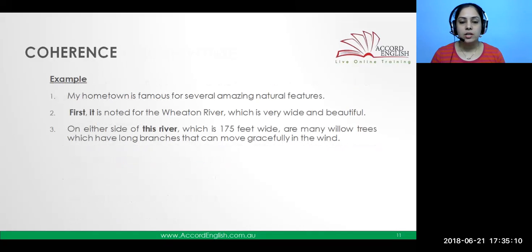By coherence, it means whether there is a logical flow of sentences between the first independent opening sentence towards the dependent sentences that follow it. For example, if the first sentence is something like, "My hometown is famous for several amazing natural features," and the second sentence is, "First, it is noted for the Wheaton River." Let us see what is coherence. My hometown in the first sentence is clearly related to "first, it is" in the second sentence. So this is what is meant by coherence.